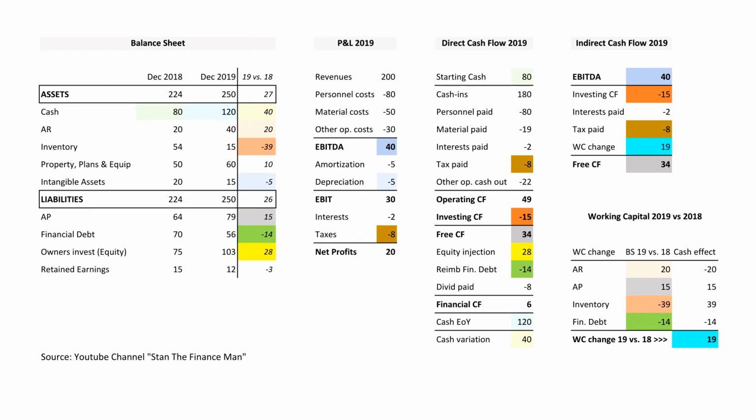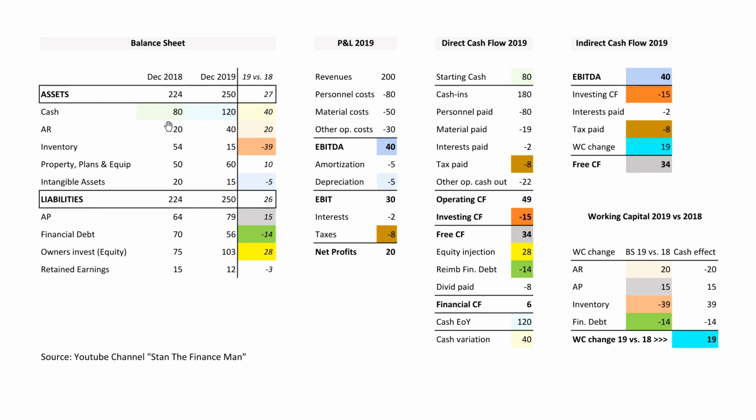Okay, now we're going to sum up everything we have done so far. So here, that's the PDF you can download in the description below. Very simple, that's exactly what we have discussed so far. Balance sheet, profit and loss, the two cash flows, and the working capital calculation. And I have color-coded the numbers so you can easily follow them through the different financial statements.